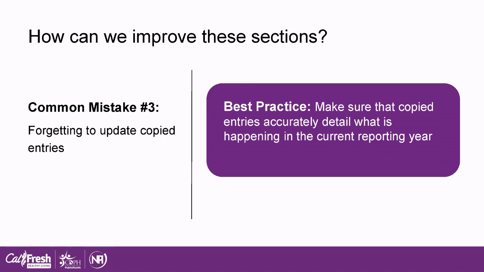Now, one more thing to think about is making sure that these fields are updated annually. Many of you take advantage of the PEARS copy feature to streamline your partnership data entry, and we're glad this is helpful to you, but it's really important to make sure that you use these fields to talk about what's happening in the current reporting year.